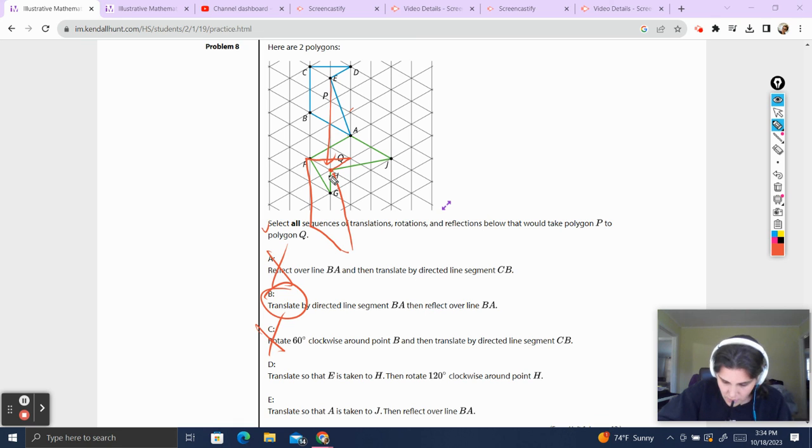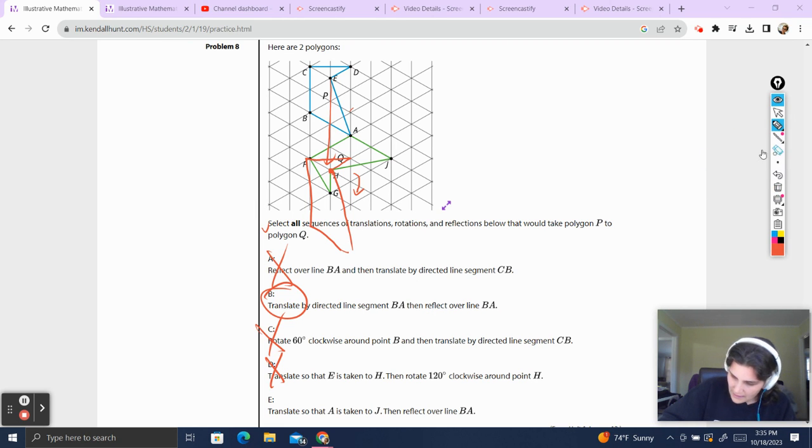And then rotate 120 degrees clockwise around H. So we're going to rotate this direction around H, and 120 degrees is not going to get us where we need to be, because this point is going to have to go all the way over there. This is going to get dragged over there somewhere. So nope, that is not correct.